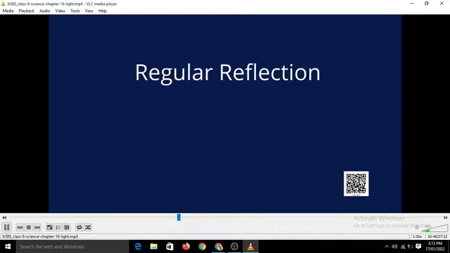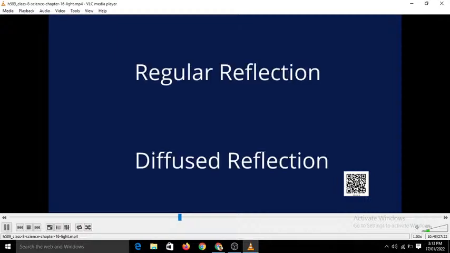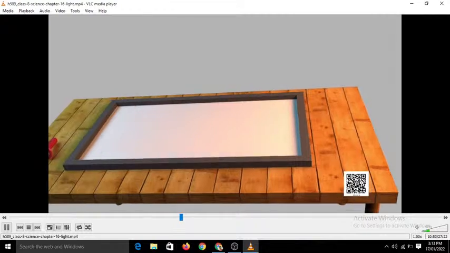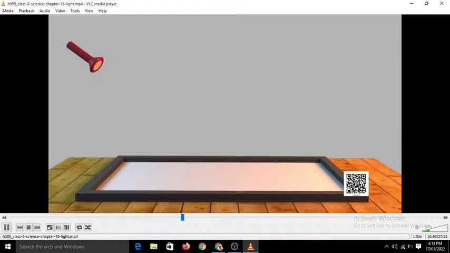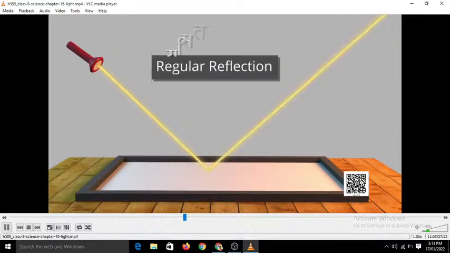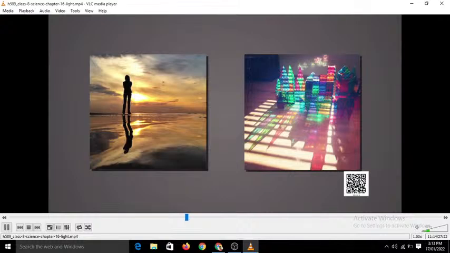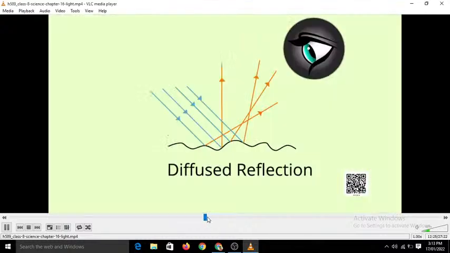Dear children, now let's learn about regular and diffused reflection. Children, we know reflection occurs when light rays fall on any surface. If reflection occurs from a smooth surface like that of a mirror, it is called regular reflection. For example, reflection from the surface of water or from the surface of a shining tile.